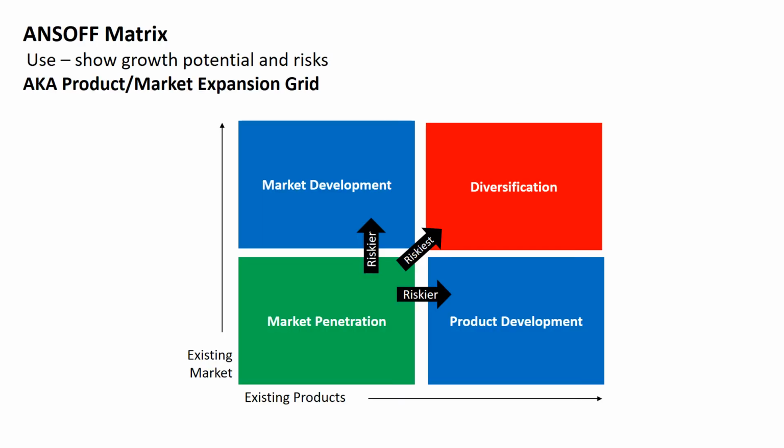The Ansoff matrix, like the BCG matrix, is a 2x2 table where the two variables are existing markets on the vertical axis and existing products on the horizontal axis. Any movement from the green quadrant comes with a certain amount of risk, whether it's market development, or product diversification, which would be considered the riskiest of the options.